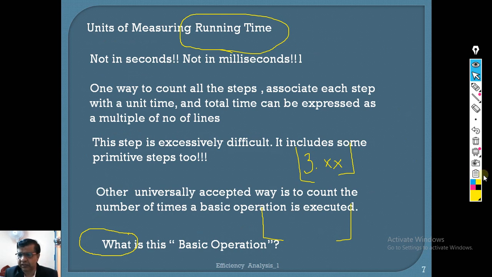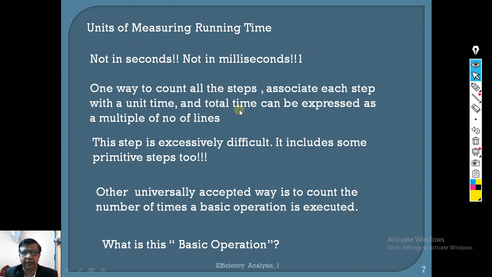Next step is measuring the running time, units for measuring running time. We need to find out units for measuring running time. Naturally, it will not be in seconds. It will not be in milliseconds either. Then how do you measure? We have written over here units of measuring running time, being the second step of a priori algorithm time efficiency. Not in seconds, not in milliseconds.